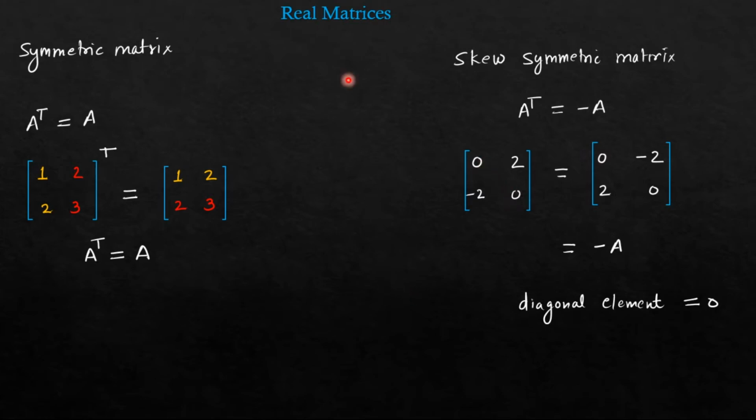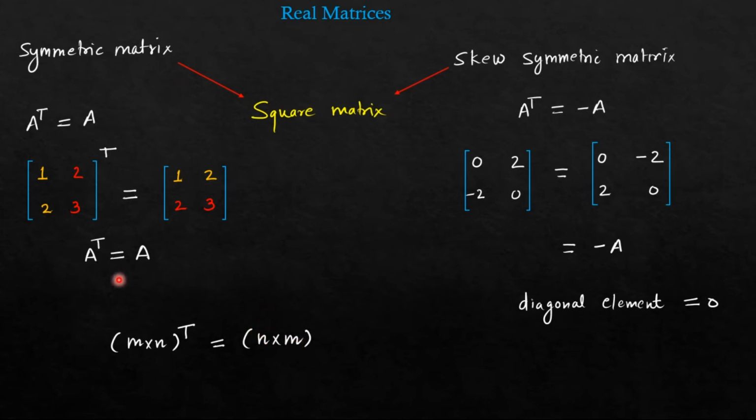And for any of these to be true, the necessary condition is the matrix must be a square matrix. Why? Because suppose we have a matrix whose order is m cross n. If you take the transpose, its order will get reversed, so it will become n cross m. But for a symmetric matrix, we know that A transpose is equal to A. That means the order of A transpose and A must also be the same. So n cross m must be equal to m cross n, because the order of the original matrix was m cross n. And this can only be true if m is equal to n.